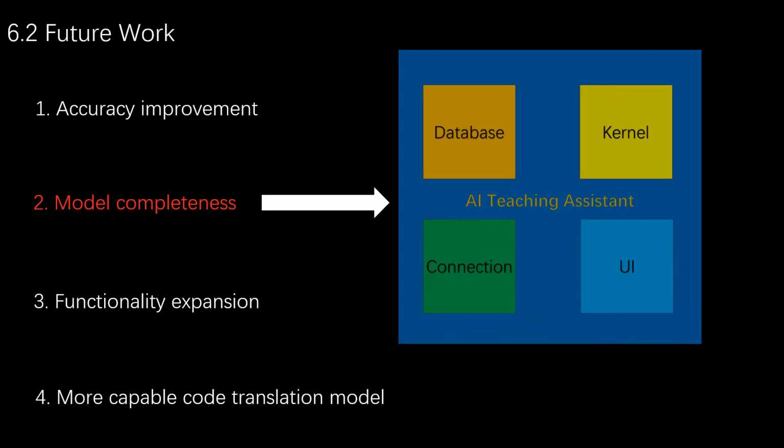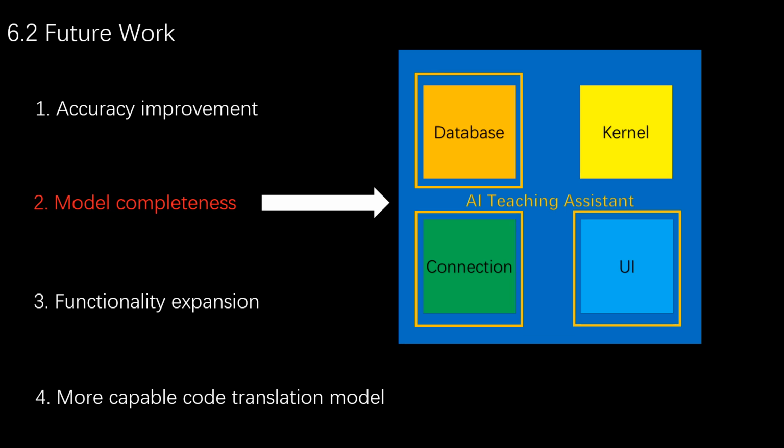Also, the AITA needs to be completed by implementing other components. To make the system fully functional, a database needs to be set up to store student posts and office hours requests. A connection module needs to be built to serve as a communication medium between the forum and the kernel. And the user interface needs to be added to allow the instructors to change settings of the system and add or disable functionalities of the kernel more easily.